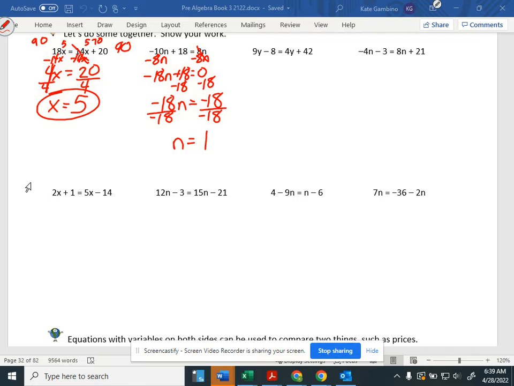See how it's a lot more steps if you want to have the variable always on the left? You might end up with more steps. Same answer, n equals 1, 1 equals n, same answer. Just more steps, more chance that you're going to make a simple mistake with all of those positives and negatives. But you can do it either way. I prefer to do fewer steps, so I will do whatever's easiest.